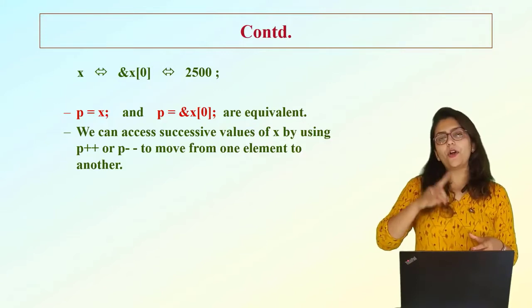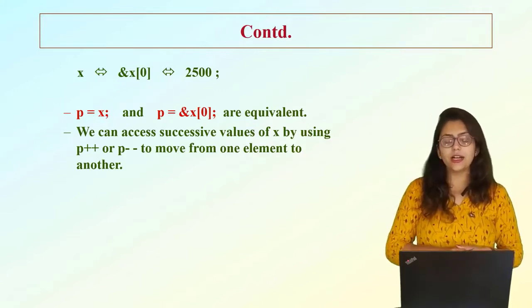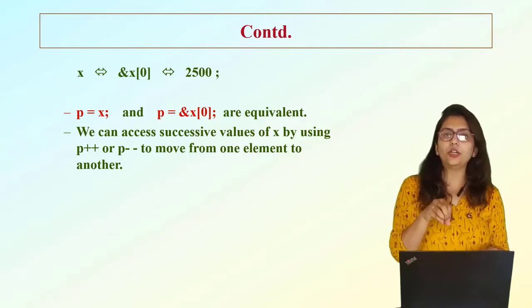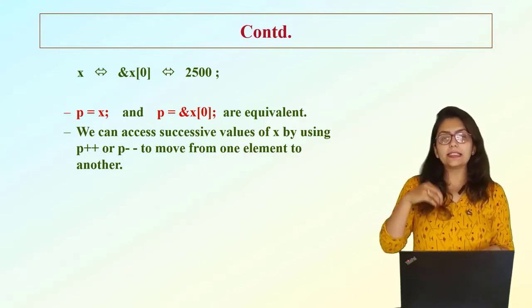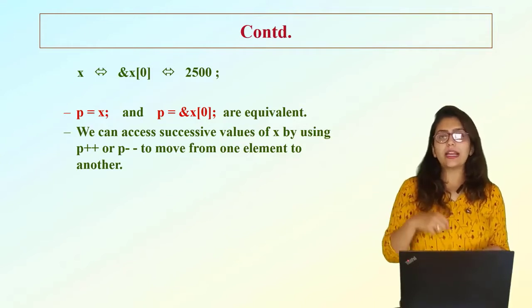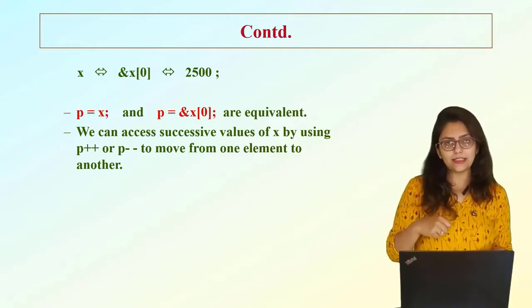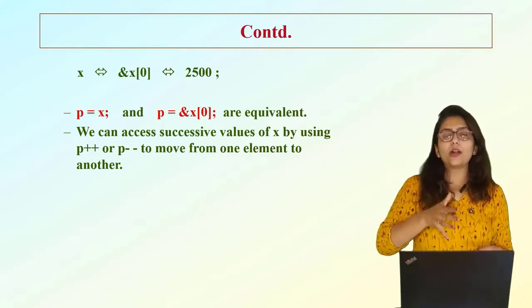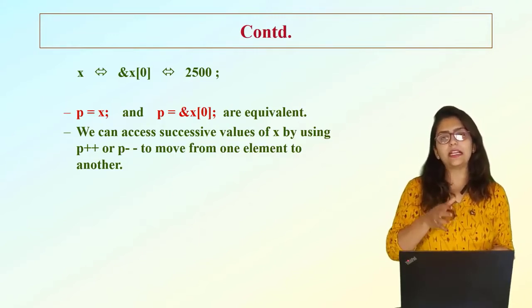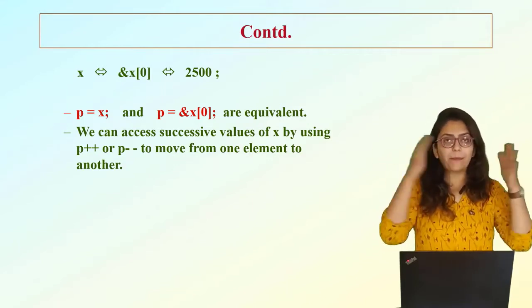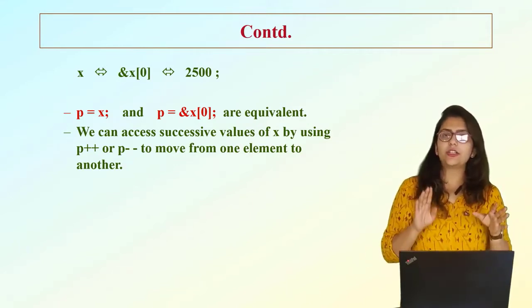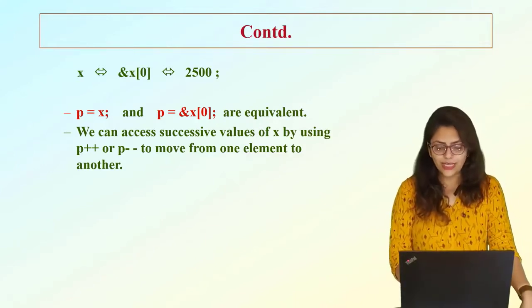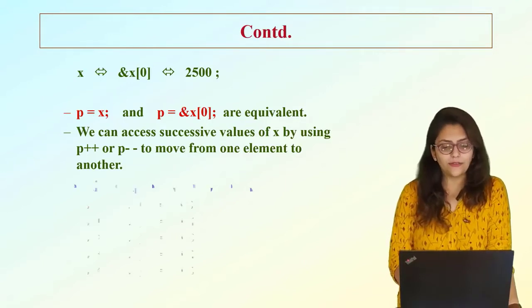In the video of scaling factor, I have already mentioned that if you are doing p++, that doesn't mean that you are simply adding 1 to my address. You are adding size of data type, right? So here x is an integer array, and the pointer is also pointing to an integer array. So when you are doing p++, that means you are adding size of integer in that system. In my program, I have assumed that this integer is taking 4 bytes, so every time it will add 4 to my address. I hope you have gone through the video of scaling factor.